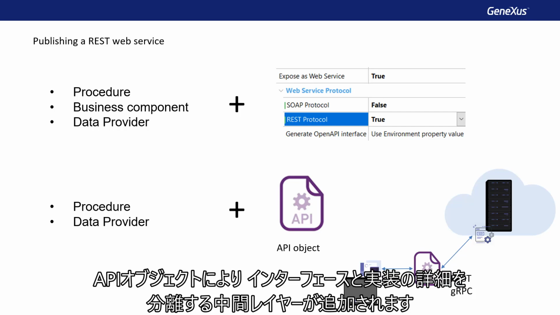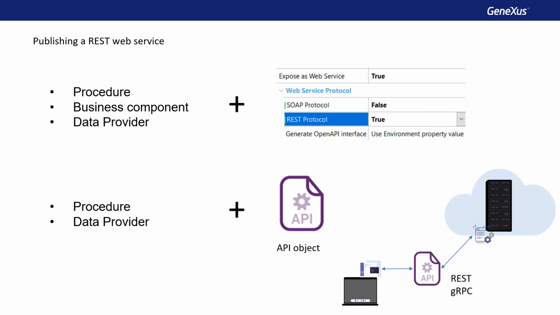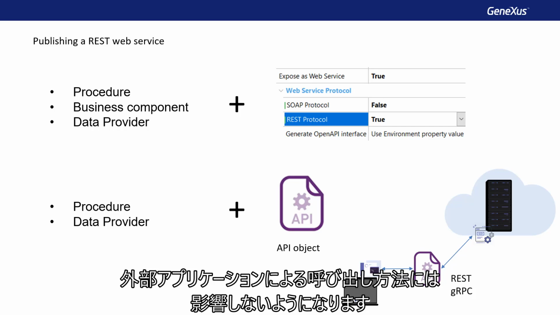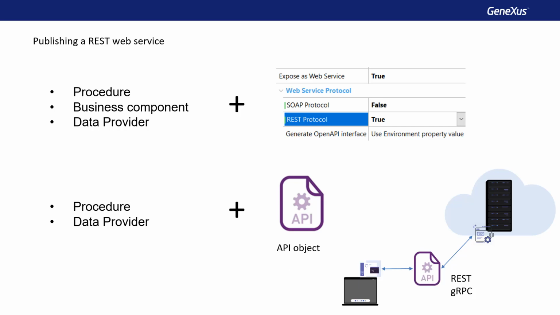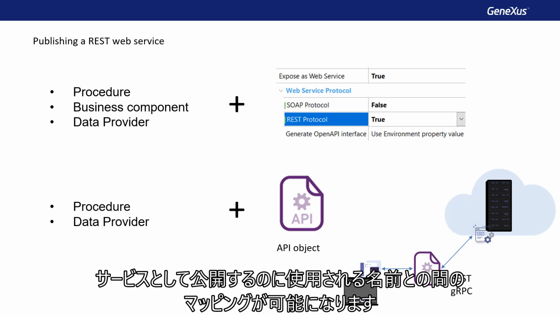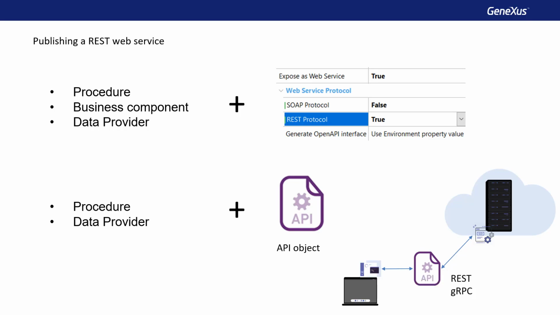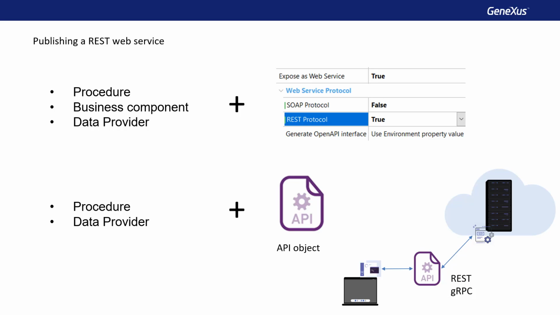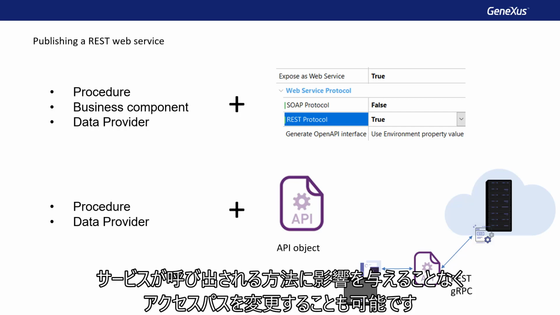The API object adds an intermediate layer that separates the interface from the implementation details, so that future programming changes to objects do not affect the way they're invoked by external applications. This allows for a mapping between the internal name of the object in the KB and the name used to expose it as a service, as well as changing the type and name of the parameters, or changing the access path without affecting the way in which the service is invoked.